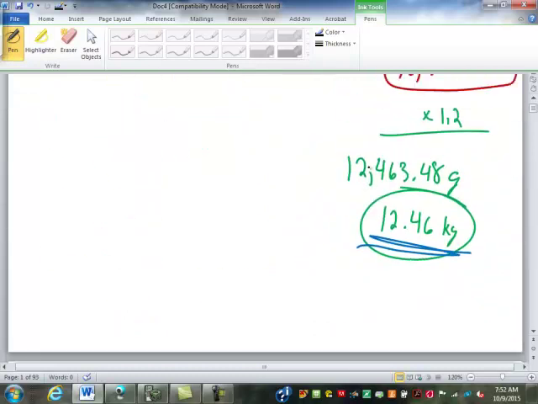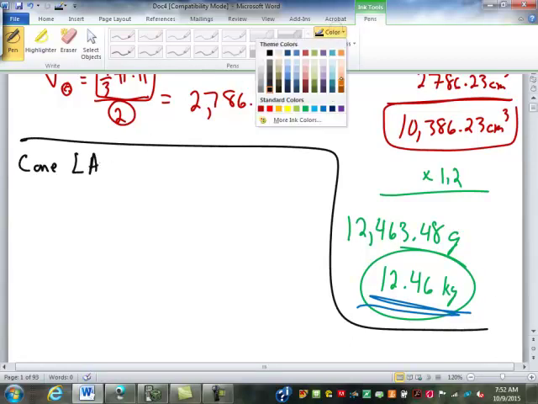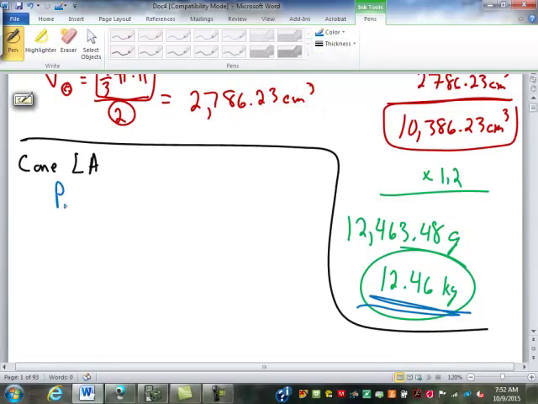So for the cone's lateral area, we must first have the perimeter of the base, which is going to be the circumference of that circle. It has a radius of 11, so it's going to have a diameter of 22.